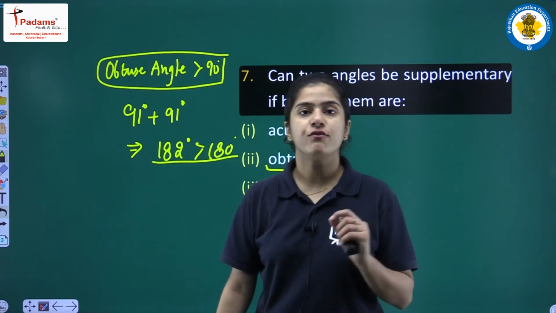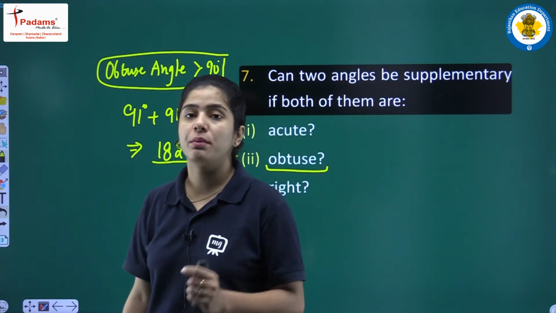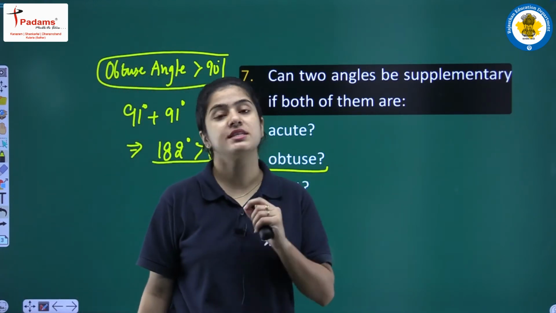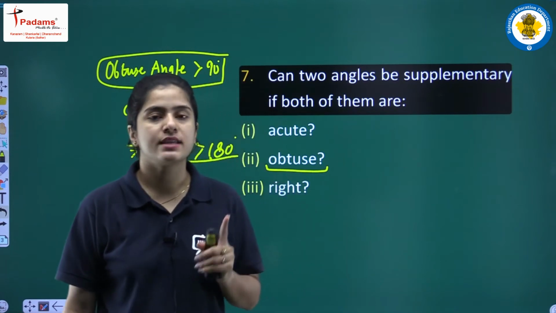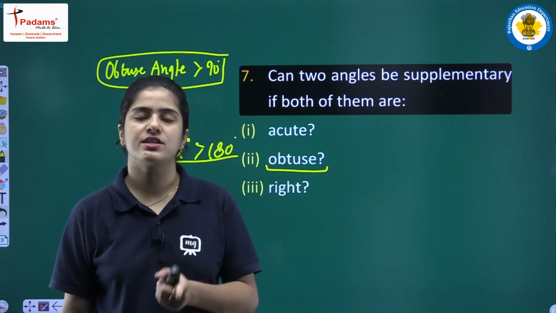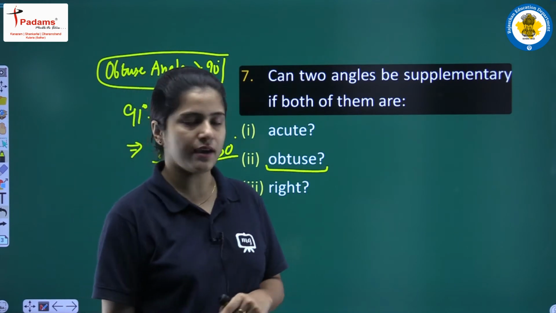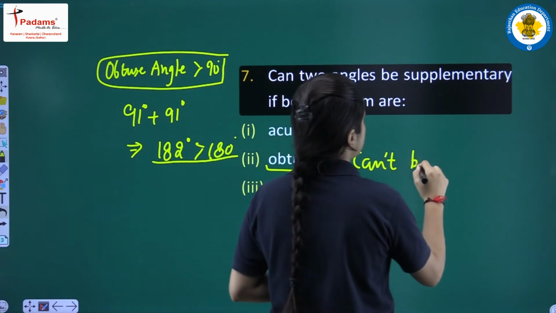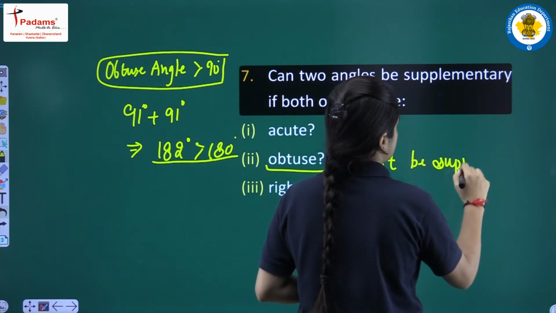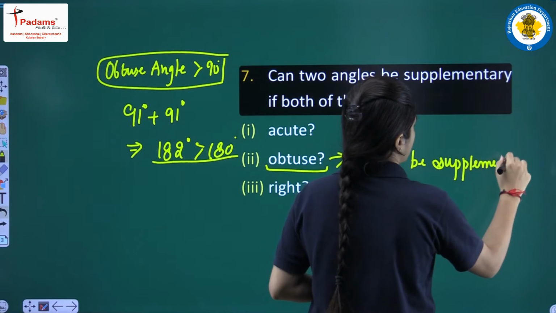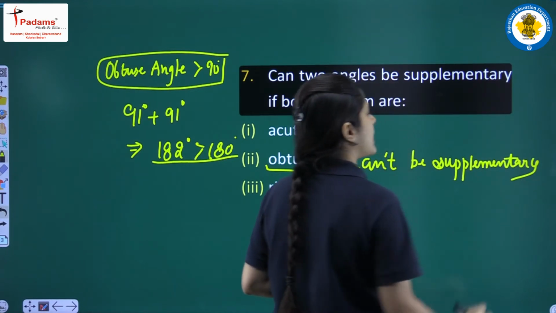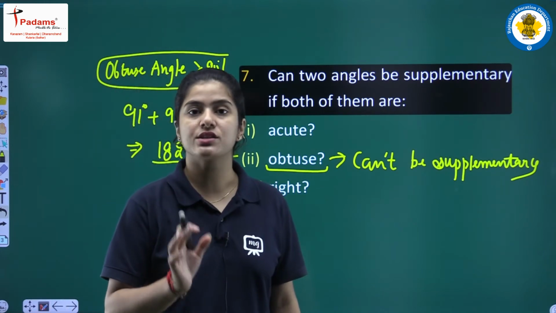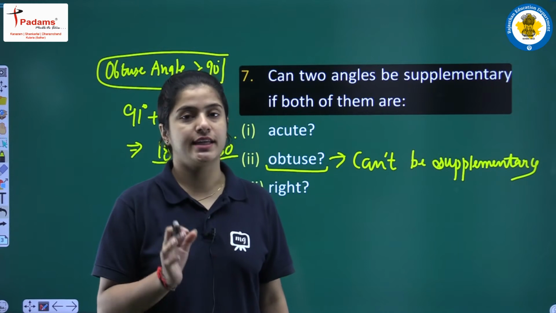So students, if we are taking any two angles to be obtuse angles, then the sum of those two angles can't be supplementary. Why? Because their sum will always be greater than 180 degree, okay. So this can't be supplementary. Why can't the obtuse angles be supplementary? Because their sum will always be greater than 180 degree.